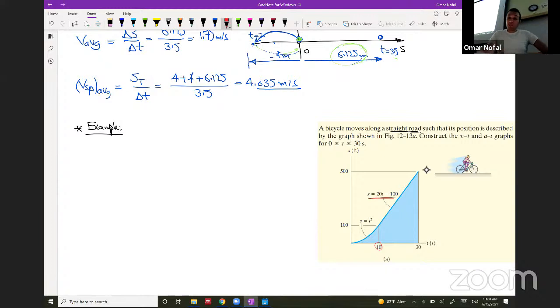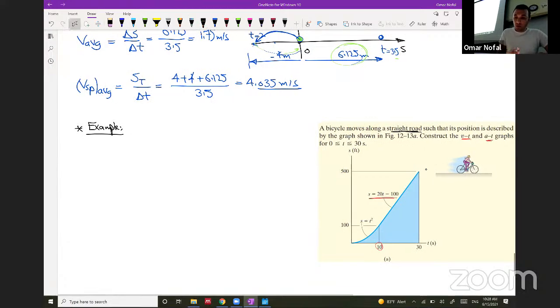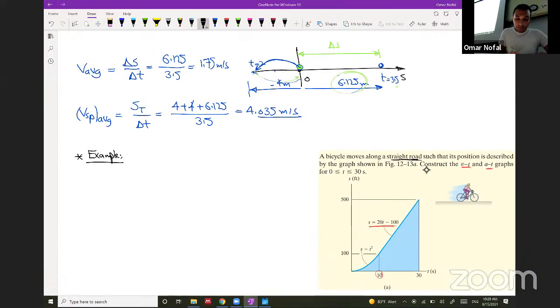So how do we solve this? It asks us to construct the VT and also the AT. Similar to this curve, we will have two separate functions describing V over time, and another one describing the acceleration over time. So for these problems, you will have to separate your solutions. So you will have your answer for time t more than 0 and less than 10 seconds. And let's solve this problem.